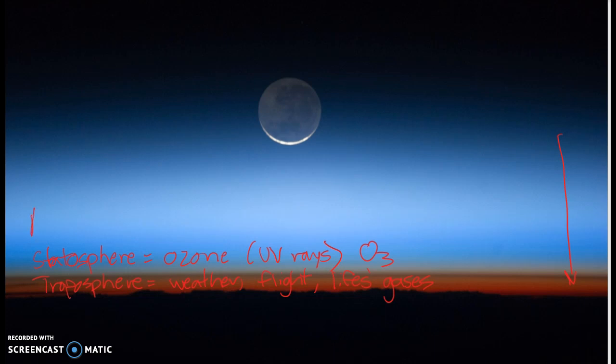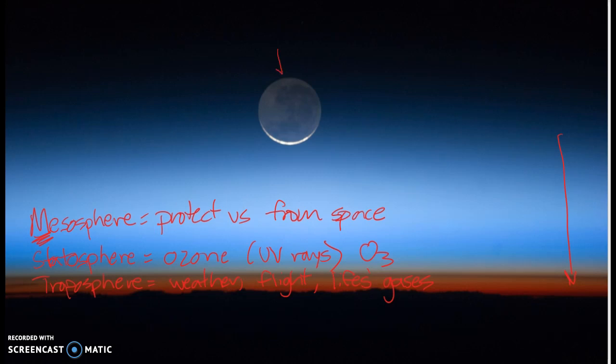The next layer is our mesosphere, and the way to remember this is think mesosphere as meteorites. This is going to protect us from space debris. And so we're talking about meteors, we're talking about comets. Back in the day when Earth didn't have much of an atmosphere, asteroids would bombard us and leave a lot of craters. And if you ever look at the moon, it's got a lot of craters because the moon does not have its own atmosphere, and so it leaves a bunch of craters because it doesn't have that protection.